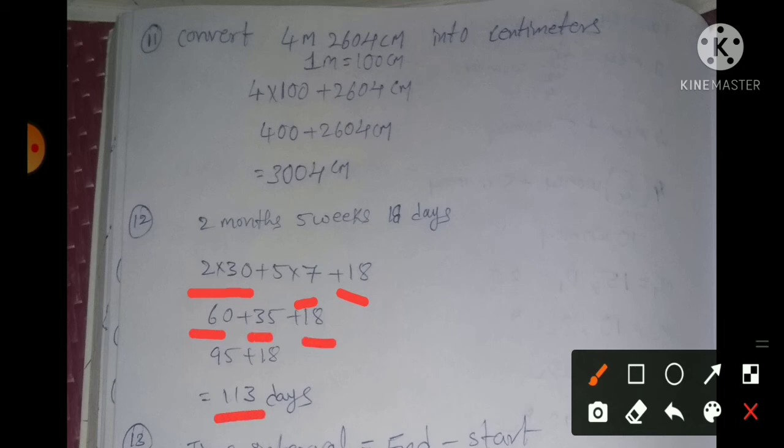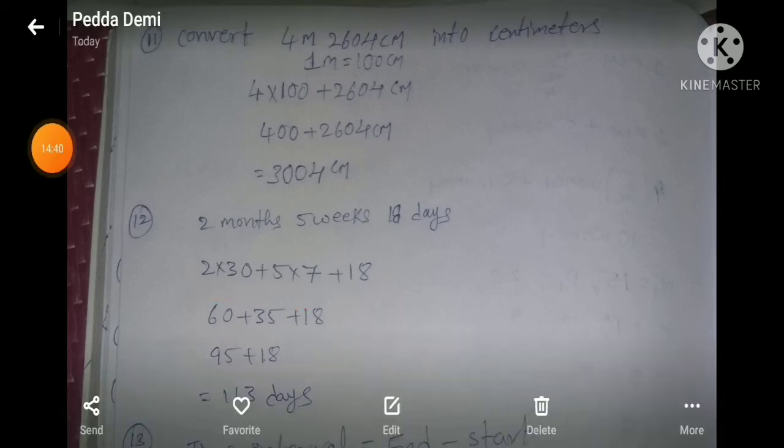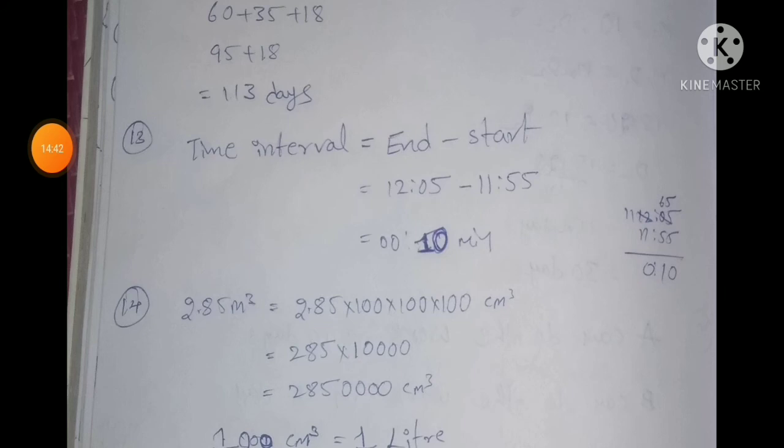Then Anita started a horse painting at 11:55 a.m. and finished at 12:05 p.m. What is the time taken by her to complete the painting? Time interval is nothing but end time minus start time. End time is 12:05, start time is 11:55. So by subtracting this, we are going to get 10 minutes.